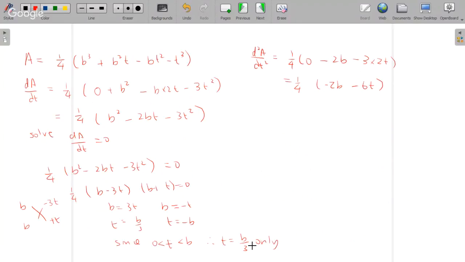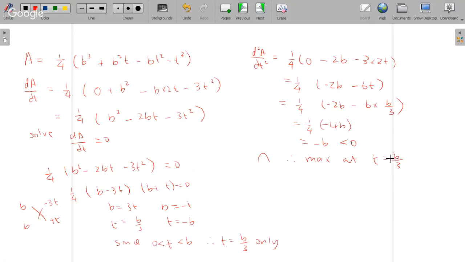And then we've got t is b on 3. Sub it in. And then very quickly simplify that. So that's minus 2b, so minus 4. So that's minus b. And b is a positive number. Remember what it was. It was a constant, all right? So that's negative. Maximum at t is b on 3.